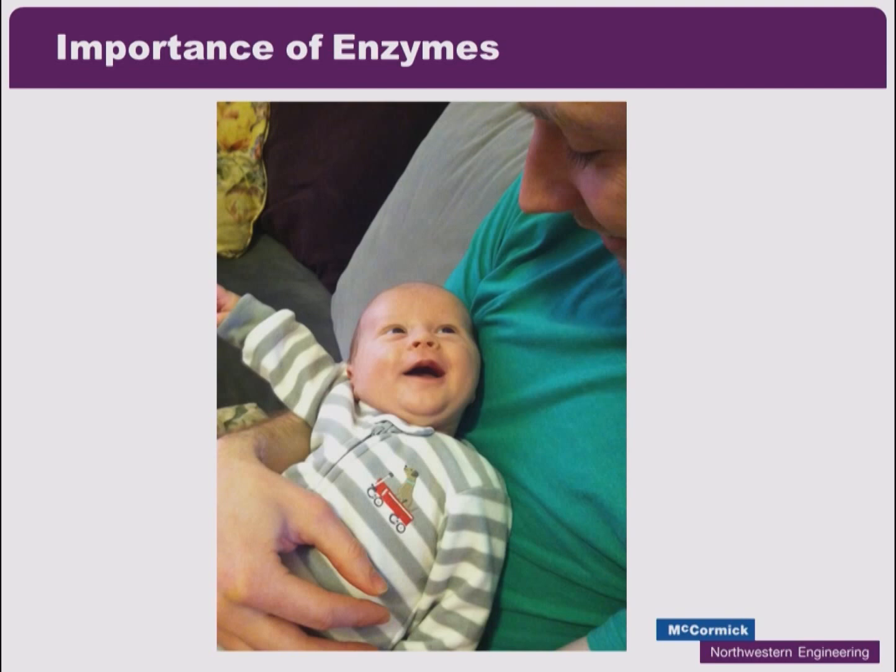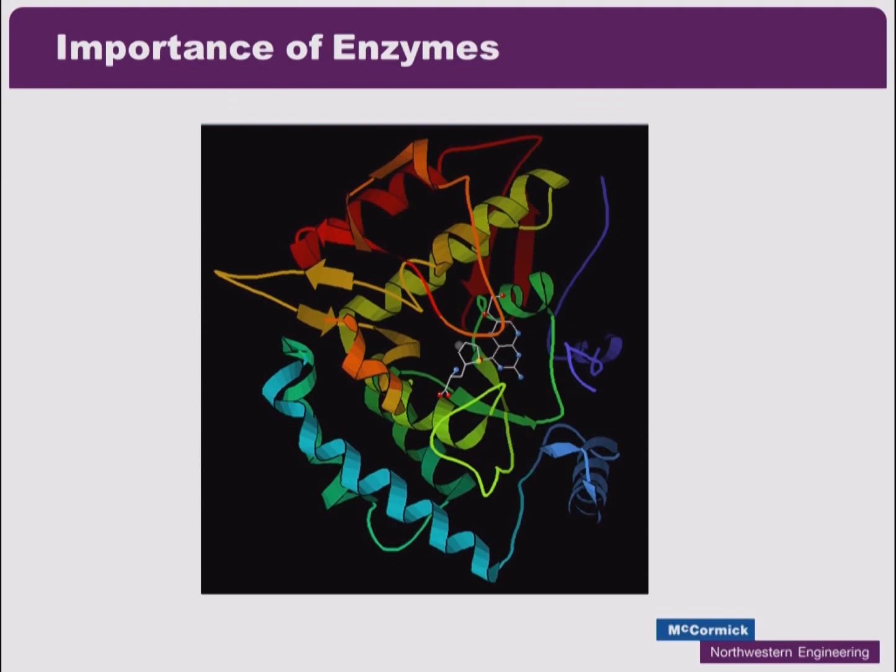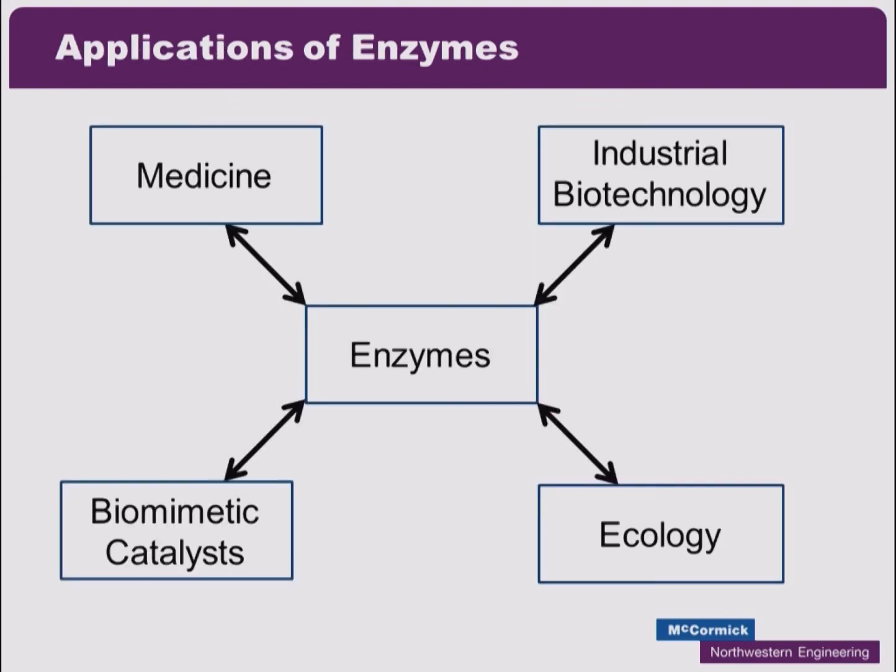But this is just one enzyme, and you have so many enzymes in your body, and we're just one organism. There's all these organisms out there, and a lot of these enzymes are very important for a lot of applications. So this is a picture of the enzyme. These applications include medicine, obviously, I just gave an example. Industrial biotechnology is essentially just using these enzymes. Biochemical catalysis and ecology.